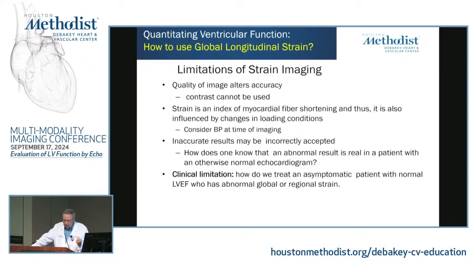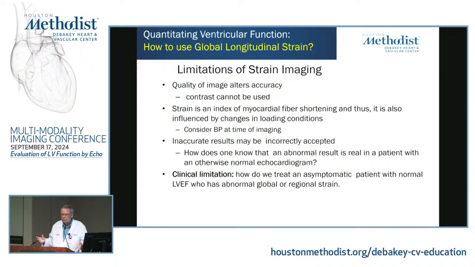The biggest problem is that inaccurate results may be incorrectly accepted. So the problem is you have a normal echo. Everything looks great. And the GLS comes in now at 14.7. What do we do? Do we report it and make everybody worry about something that we don't know if it's real because everything else looks good? Do we automatically do a CMR? Do we throw a $1 million workup at that patient, or do we throw it away? On a daily basis in the echo lab, we have those situations where we have to make decisions on what to do.